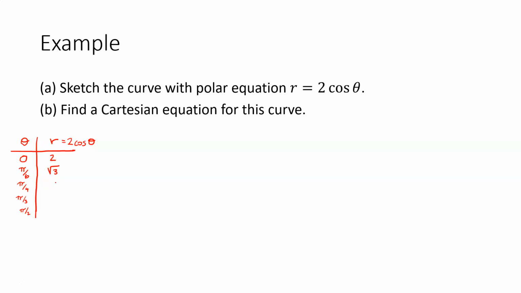For pi over 4, cosine of pi over 4 is radical 2 over 2. So 2 times radical 2 over 2 is radical 2. Pi over 3, cosine of pi over 3 is 1/2, so that would be a value of 1 when we multiply by 2. And then cosine of pi over 2 is 0, so that would be 0 there.